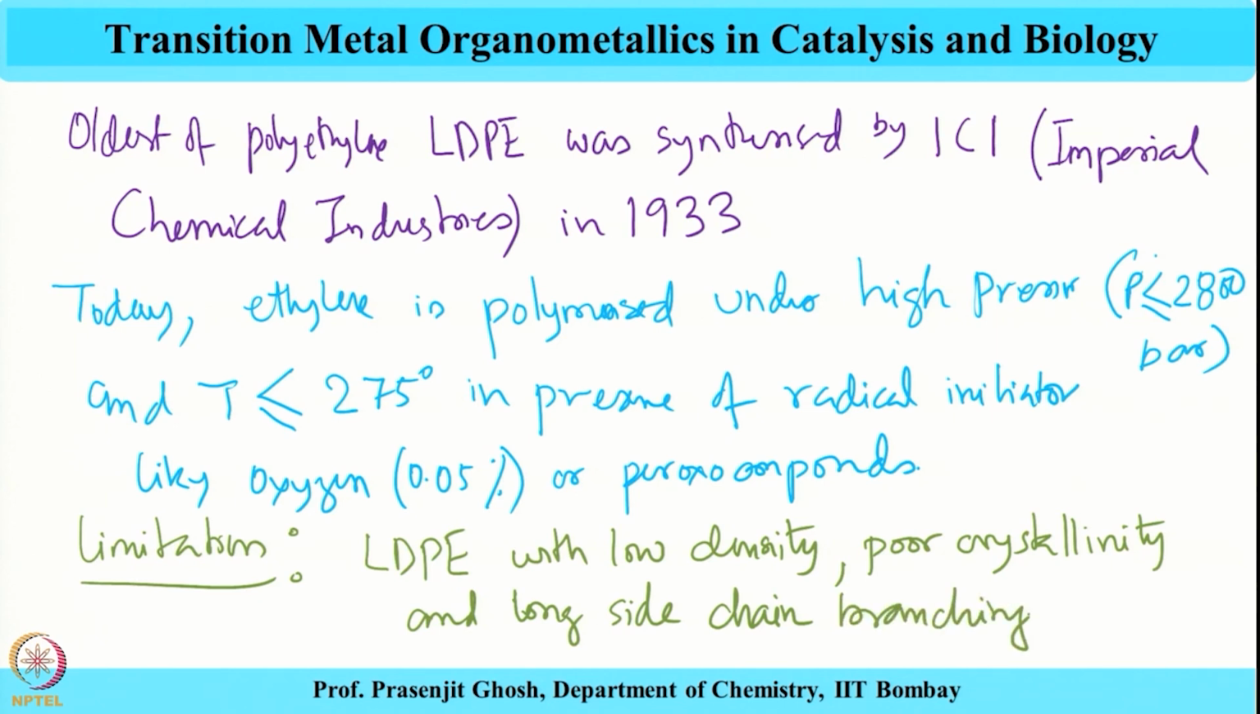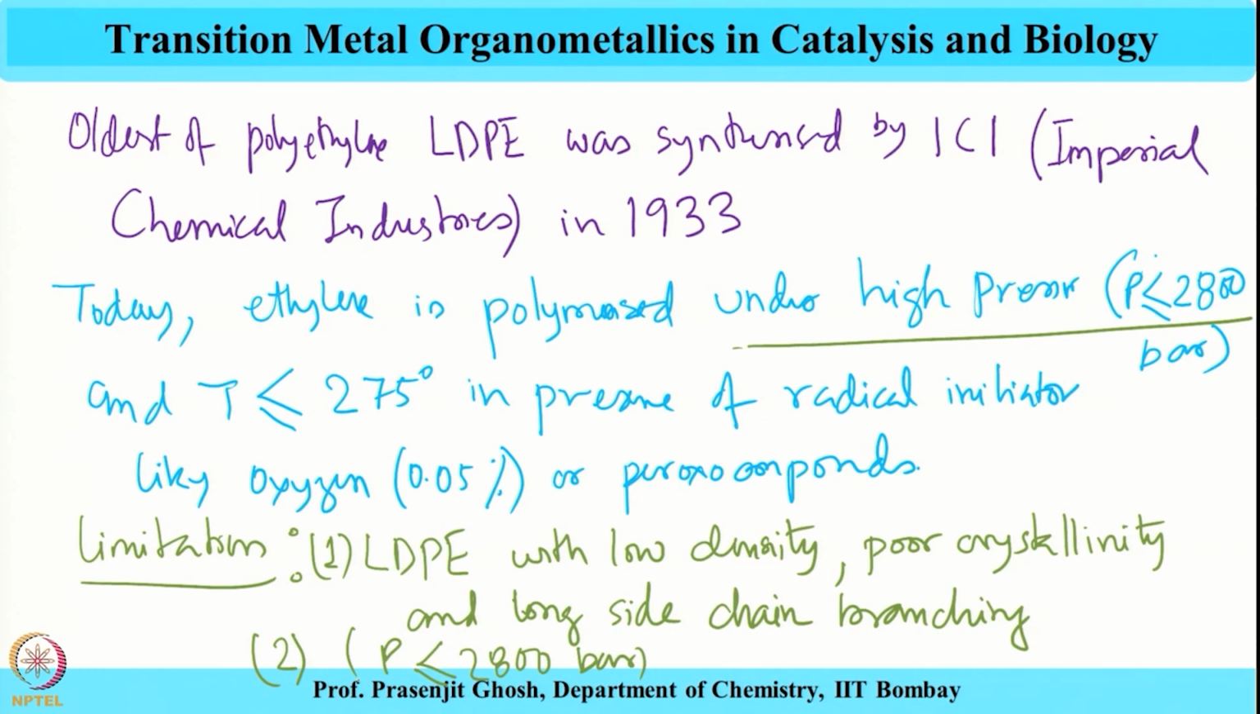So, by this radical process there are two limitations. Obviously, the first limitation is that this has very long side chain branching, low density, and so forth, and the second limitation is extremely high pressure, 2800 bar. So, that is a tremendous pressure under which this radical polymerization of ethylene is carried out, and because of such a tremendous amount of pressure the reaction also goes uncontrolled, and this is done in presence of a radical initiator containing oxygen or any peroxo compound.